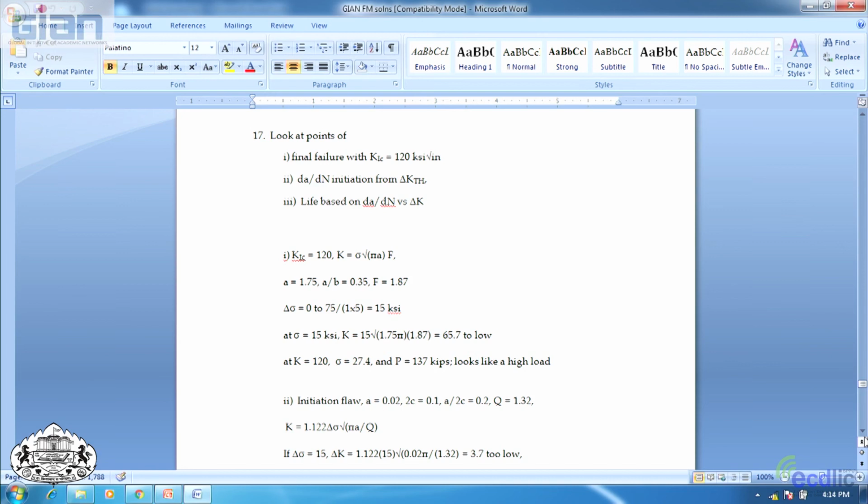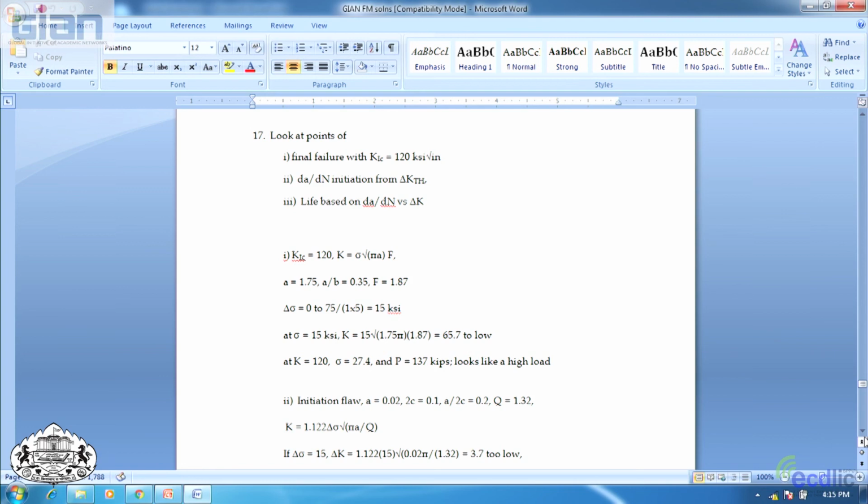Now, most K1Cs have some range, plus or minus 10, 15%, but this is more than plus or minus 15%. This is awfully low to have a K1C failure like that. So I went backwards and said if K is 120, then the critical stress was not 15, but actually 27. And the maximum load to cause that would be 137 and not 75. So I was saying then it looks like it had a very high load at some point.